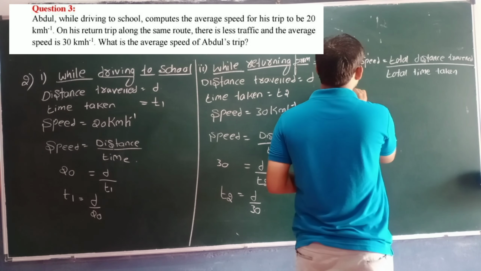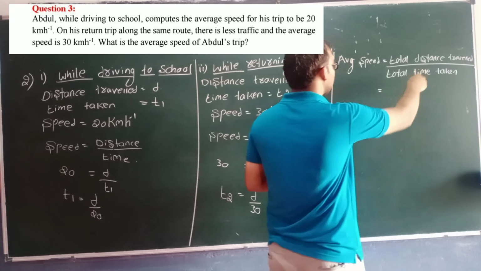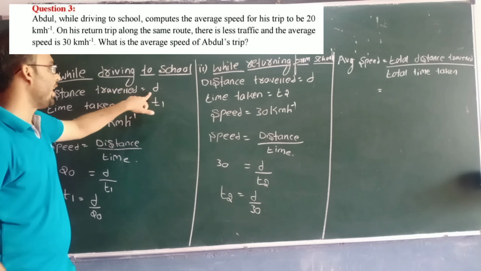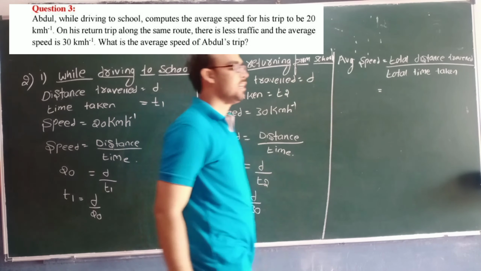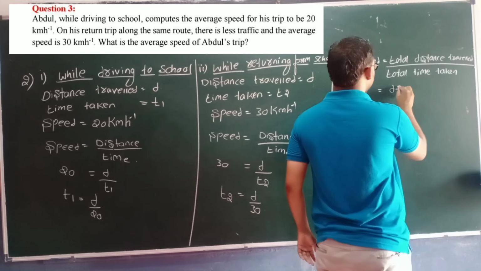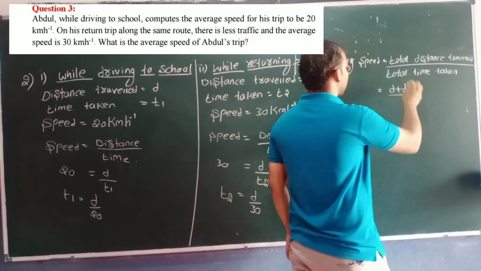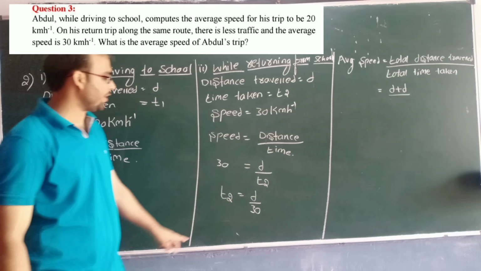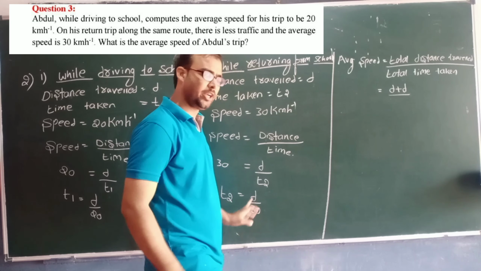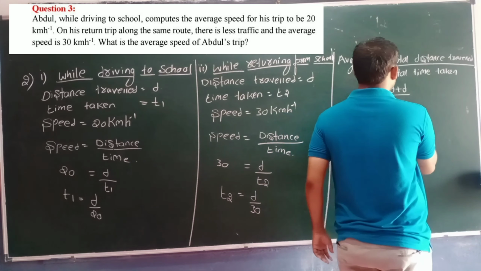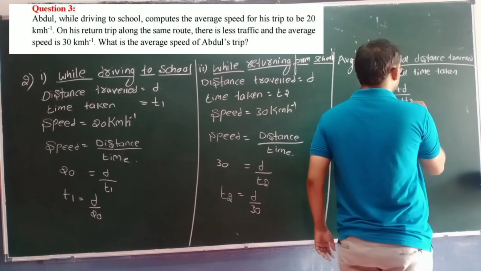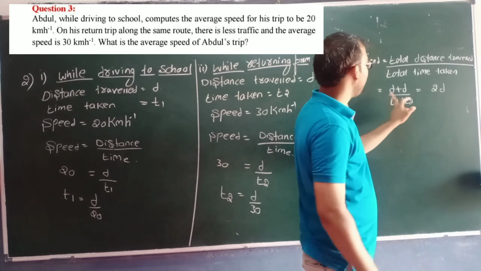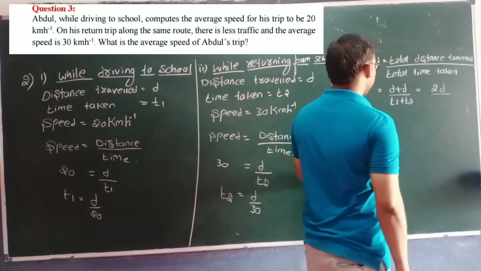Look here. Total distance is how much, students? While going to school, he will cover the distance D, and while returning from school, he will cover the distance D. So the total distance will be D plus D. Next, total time. While going to school, the time is T1, and while returning from school, the time is T2. So total time is T1 plus T2. D plus D will be 2D. And T1 is how much?